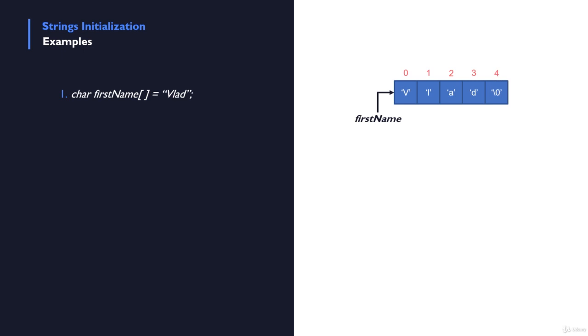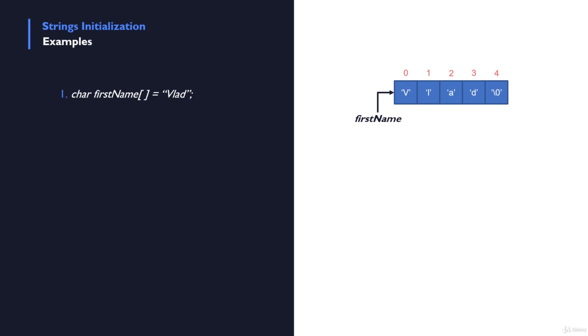So let's first of all create a string for the first name and initialize it with our first name. In my case, my first name is Vlad, and that's how I create it. So in this way, you initialize your first name string that looks like this in the memory of your computer: just the characters V, L, A, D, and a suffix of null at the end of the string.